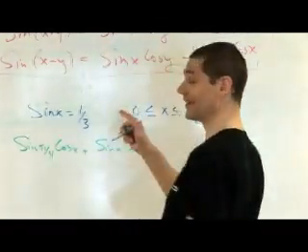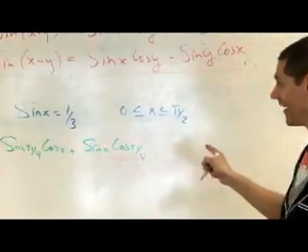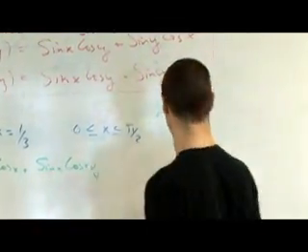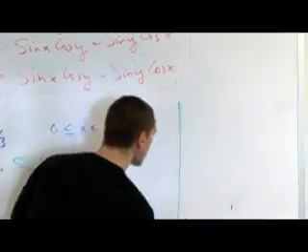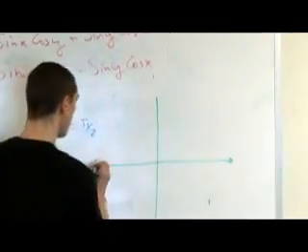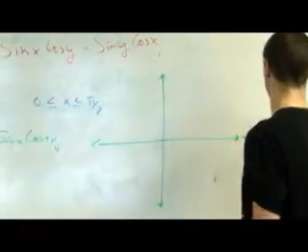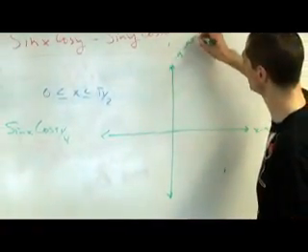I'm going to try and leave this up here for as long as I can, but eventually I'll have to erase it. So at some point, stop this and get those copied down. So here's our graph, our Cartesian plane. Here's the x-axis and the y-axis.